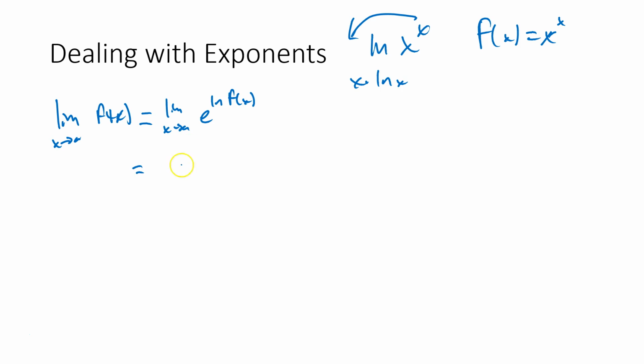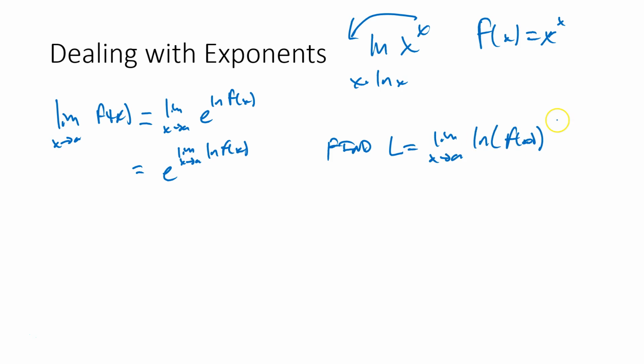Then, one of the limit properties we learned is that you can just throw this up into the exponent. So e to the limit as x approaches a of ln of f of x. So what we're going to do is find the limit that happens just when you do the natural log of f of x. And then after you have this, your answer is going to be e to the L.